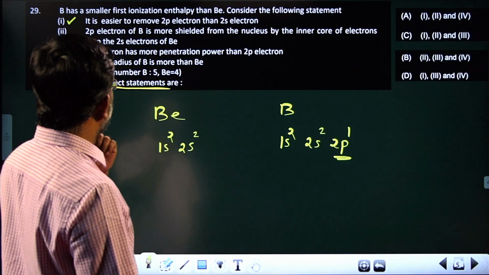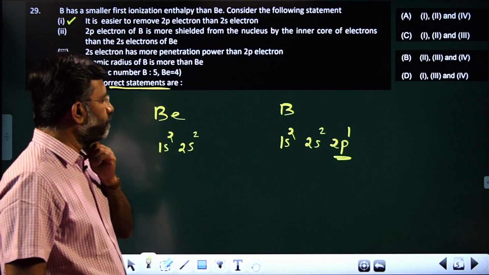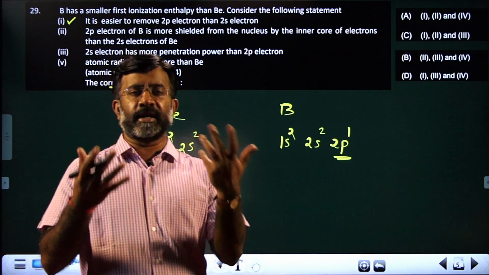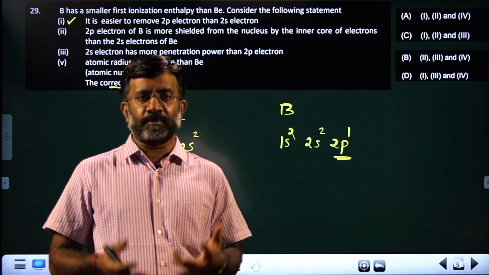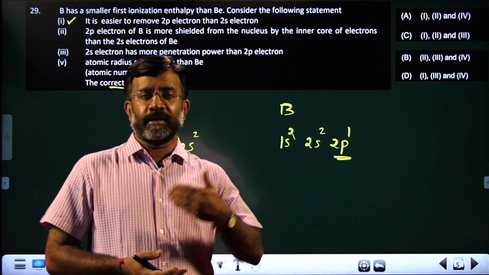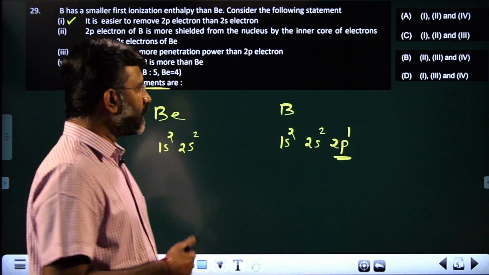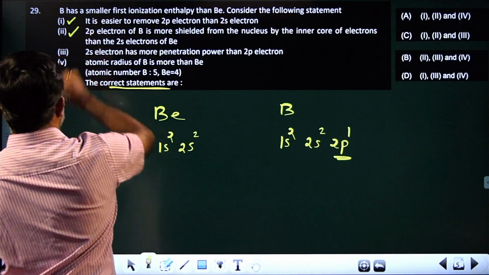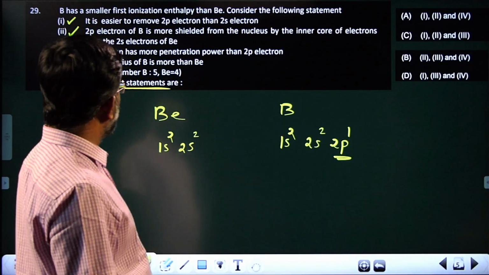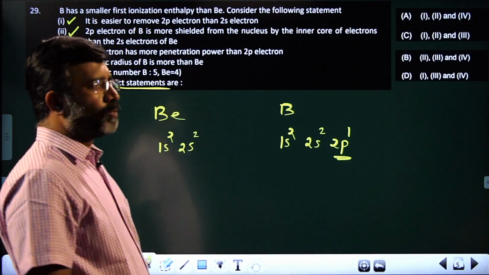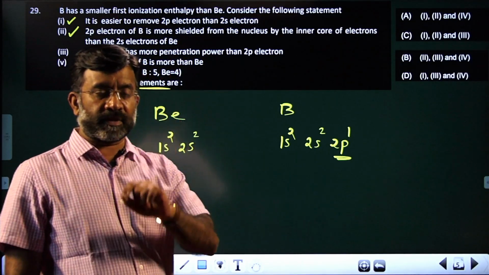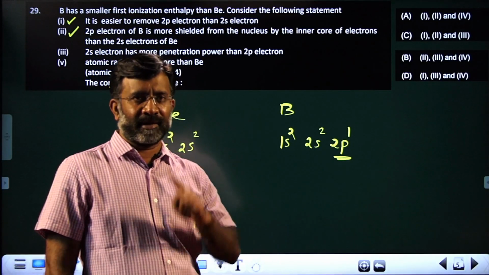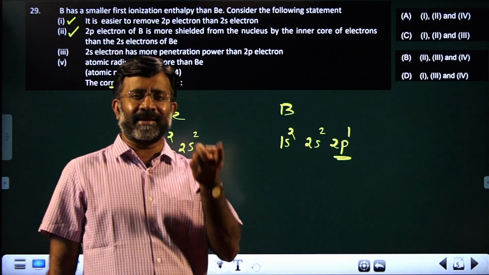The 2p electron of boron is more shielded. When the shielding effect increases, the control of the nucleus decreases. So that is yet another reason. Third one, the 2s electron has more penetrating power than the 2p electron. The first statement is substantiated by the third statement.